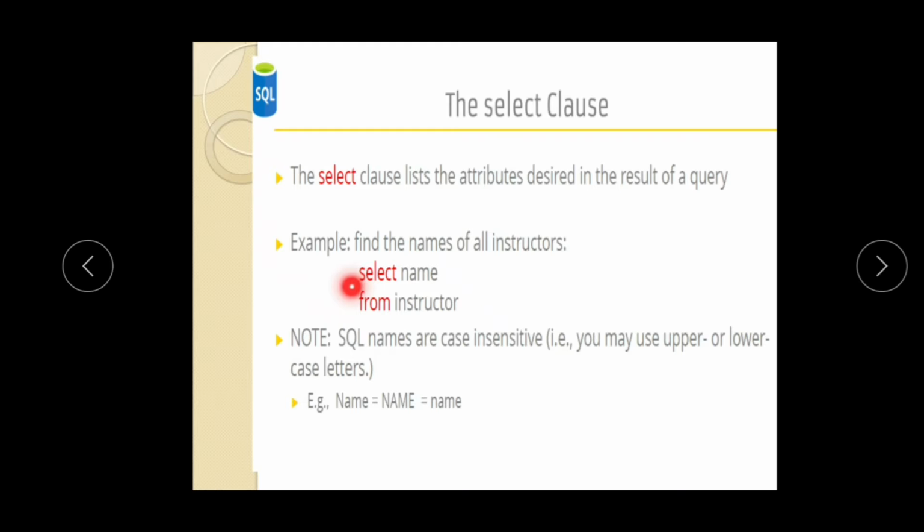So how can we write the query? The query must be written like this: select name from instructor. Name is the attribute we are going to select, from the table instructor. This is how we write a select clause. Here we are not selecting a particular row; we are taking all the rows having the names of the instructors.